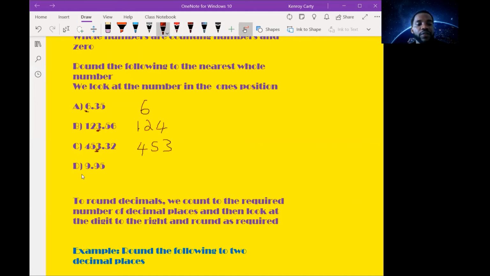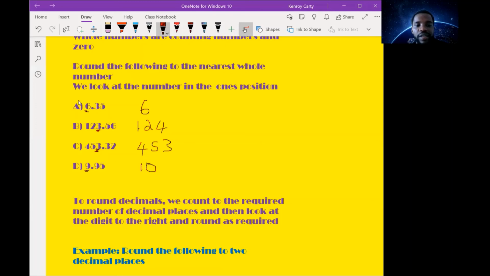9.95. The number in the ones position is 9. The number to the right of 9, of course, let me point out that this is the tenths position. All right, so when rounding off to the nearest whole number, we look at the number in the tenths position to see if it is 5 or more, or if it's less than 5. 9, of course, is 5 or more, which means I'm going to have to round the 9 up 1 position. So that becomes 10. All right.